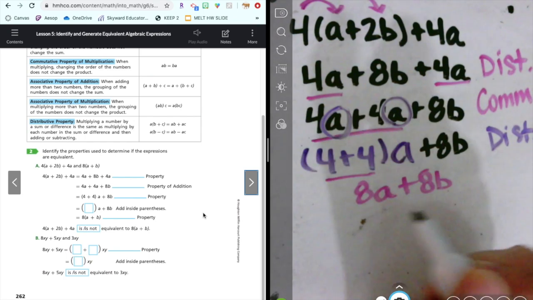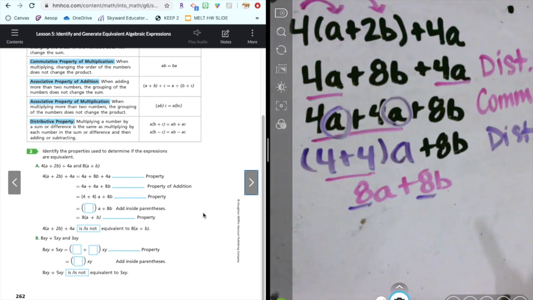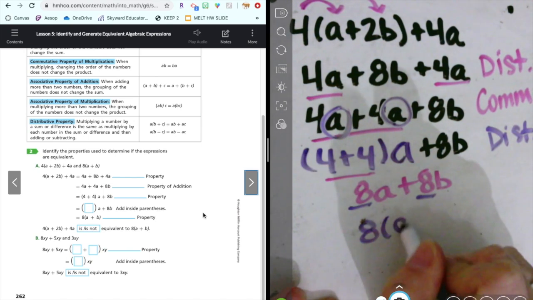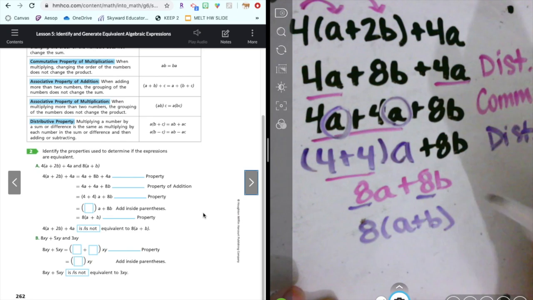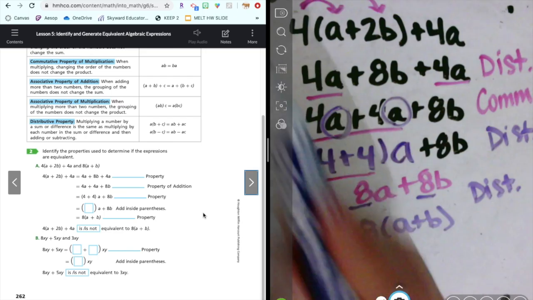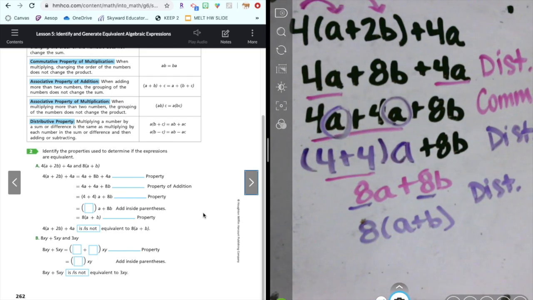Now, wait a second, this one has an 8 and this one has an 8. Let's take that 8 out and write it with parentheses. So that's distributive property again. So notice now we've gone from this problem to this expression.